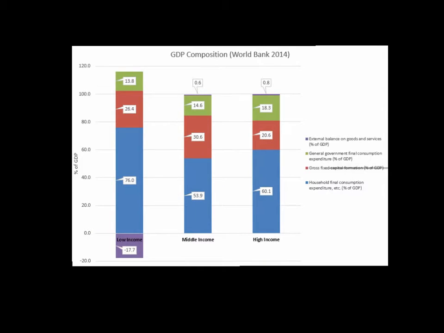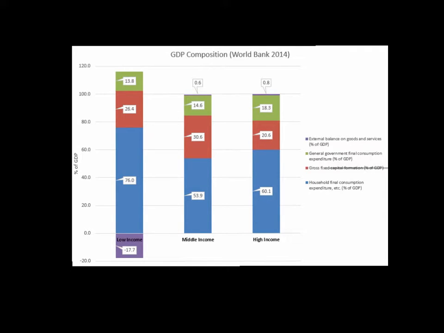So here we've got basically the same type of chart, but rather than looking at individual countries, we're looking at income group classifications. These are the World Bank low, middle and high income brackets. Now, what we can see here is that there are quite clear differences between the GDP composition between these different income categories. We'll start over here on the right with the high income.